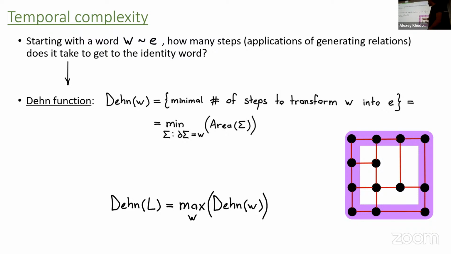So this was the Dehn function for a specific word. We can also define the Dehn function for the group itself. It depends on some length L, and you just have to take the worst case scenario. You just have to maximize over all possible words such that the length of the word is L. Sorry, I forgot to put that here. Is L the length of the word? Yeah.